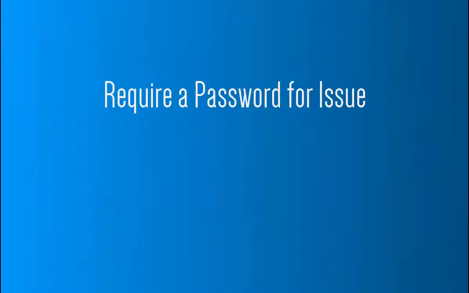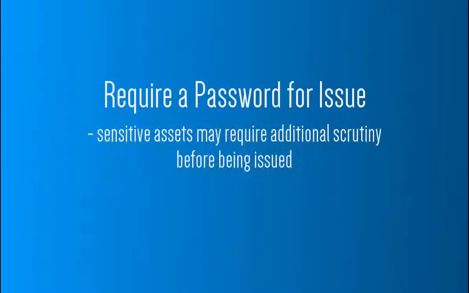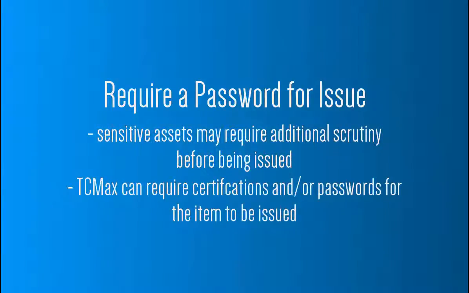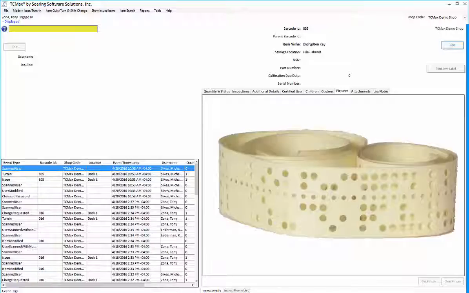Critically sensitive assets often require additional scrutiny before being issued out. TCMax can require certification before issuing assets, but we can also require a password before they can be issued out. On the main screen of TCMax, we can see that I've got this encryption key brought up and displayed, so we can see its picture. Believe it or not, these are still in use.